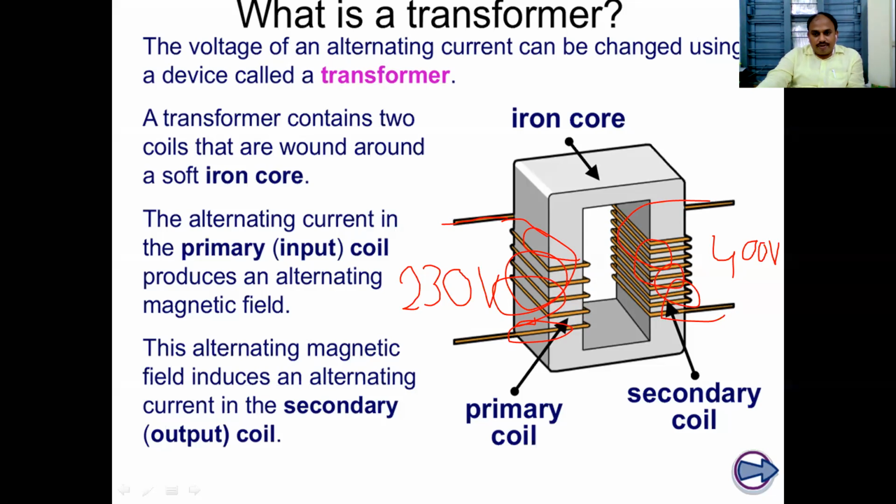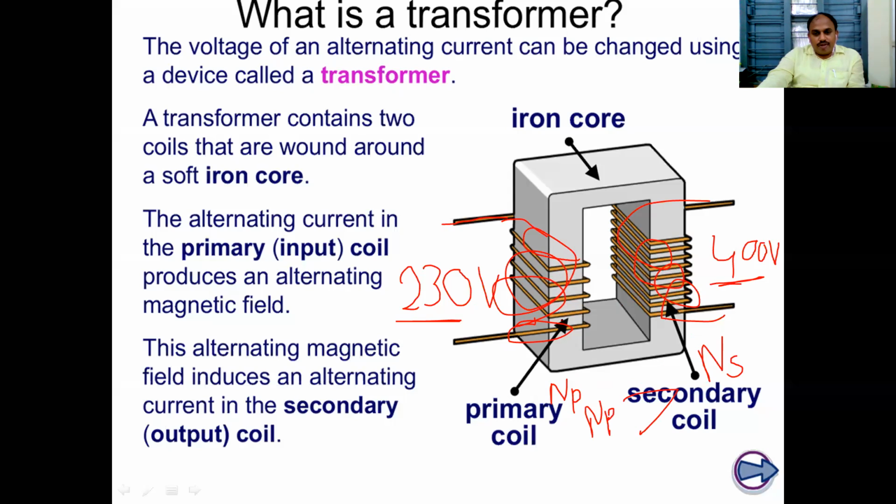If the number of turns on the secondary is more than the primary, where NP is the primary turns and NS is the secondary turns, that is, if NS is greater than NP, then the transformer is called a step-up transformer. See, 230 volts is converted into 400 volts, so the transformer is called a step-up transformer.